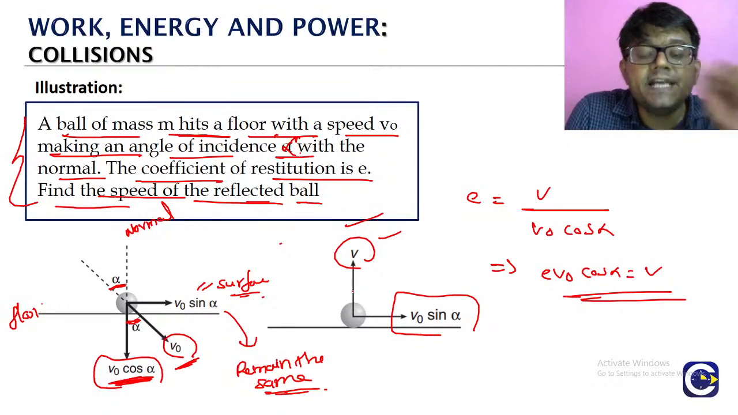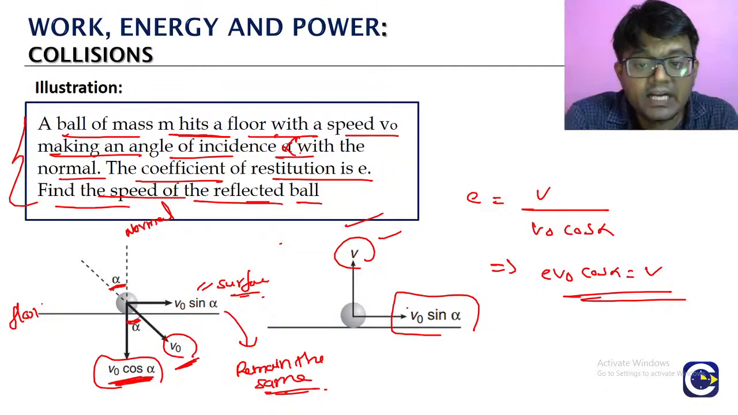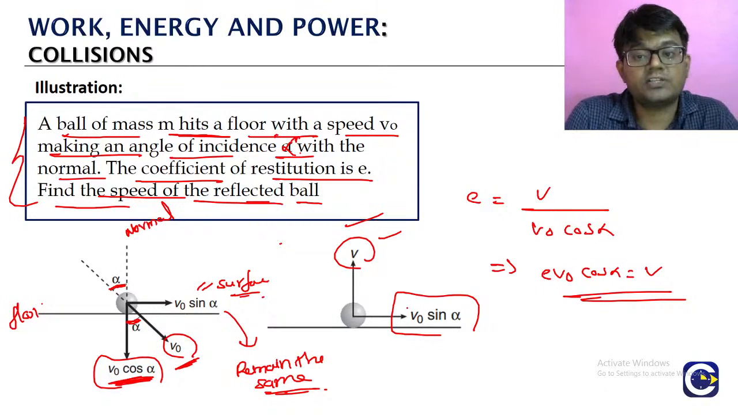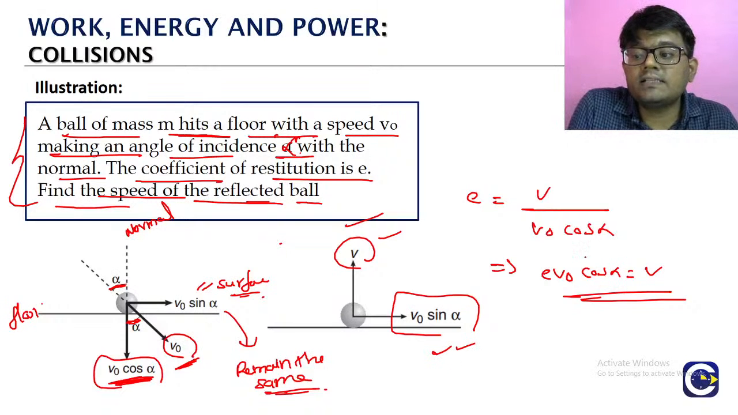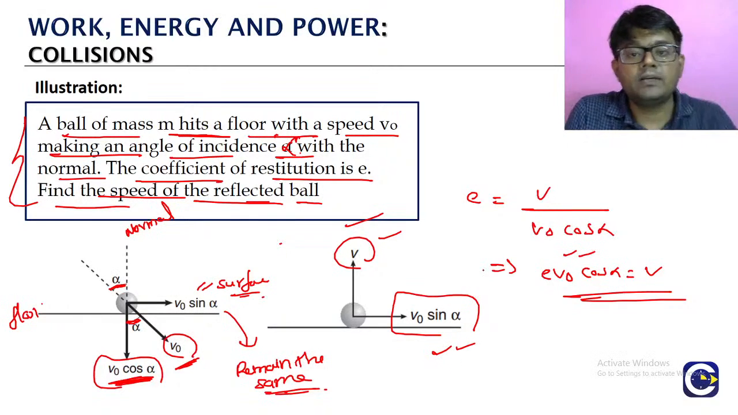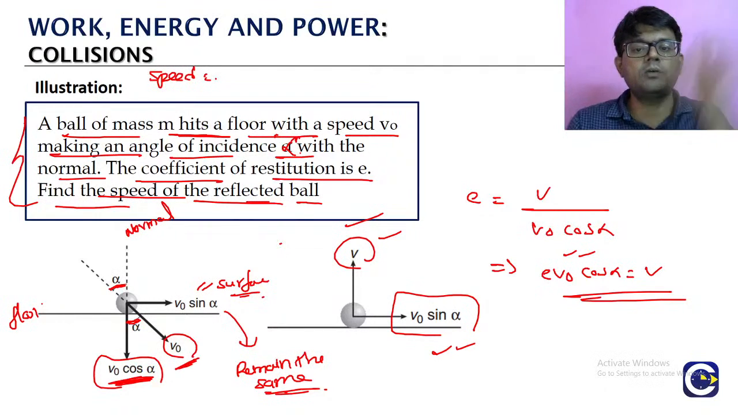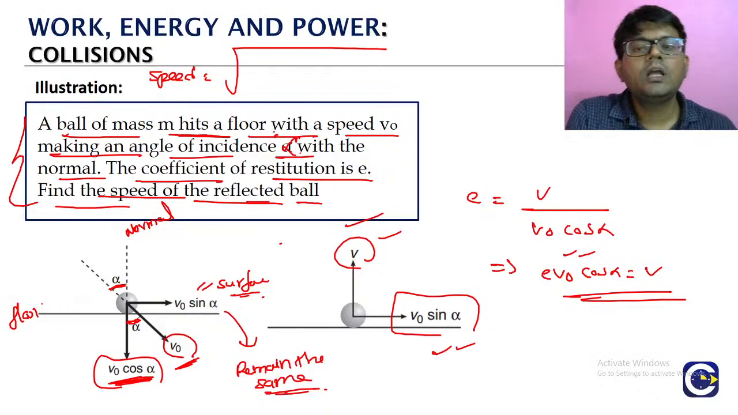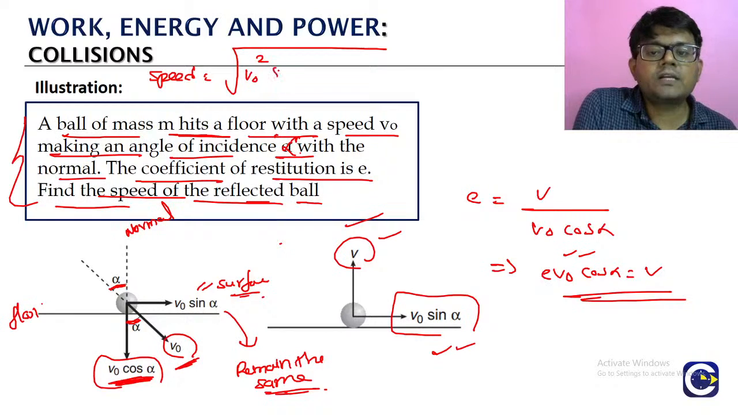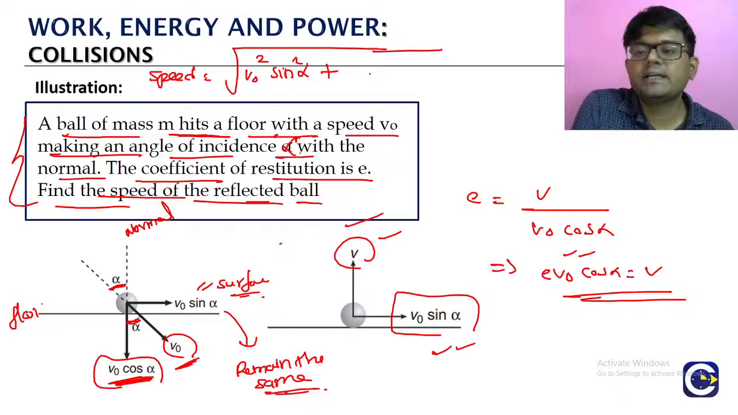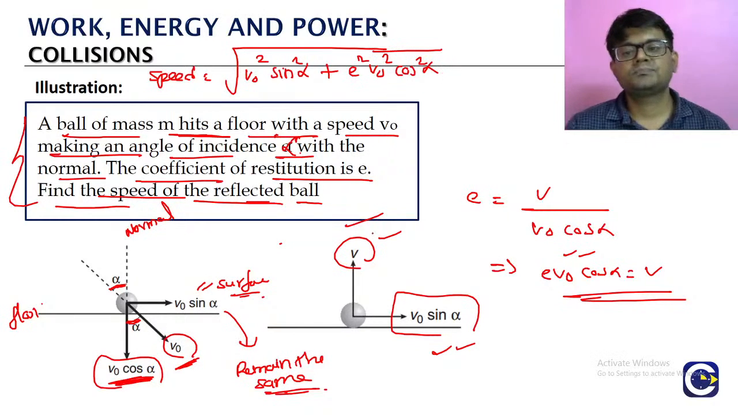They're asking for speed. Speed means what? After getting reflected, it has two components of velocity, right? One is parallel to the surface. The other is along the normal line. So total speed is like having an x component and a y component. Total speed is the root of x component squared plus y component squared, right? That is V naught square sin square alpha plus E square V naught square cos square alpha. That is the total speed.